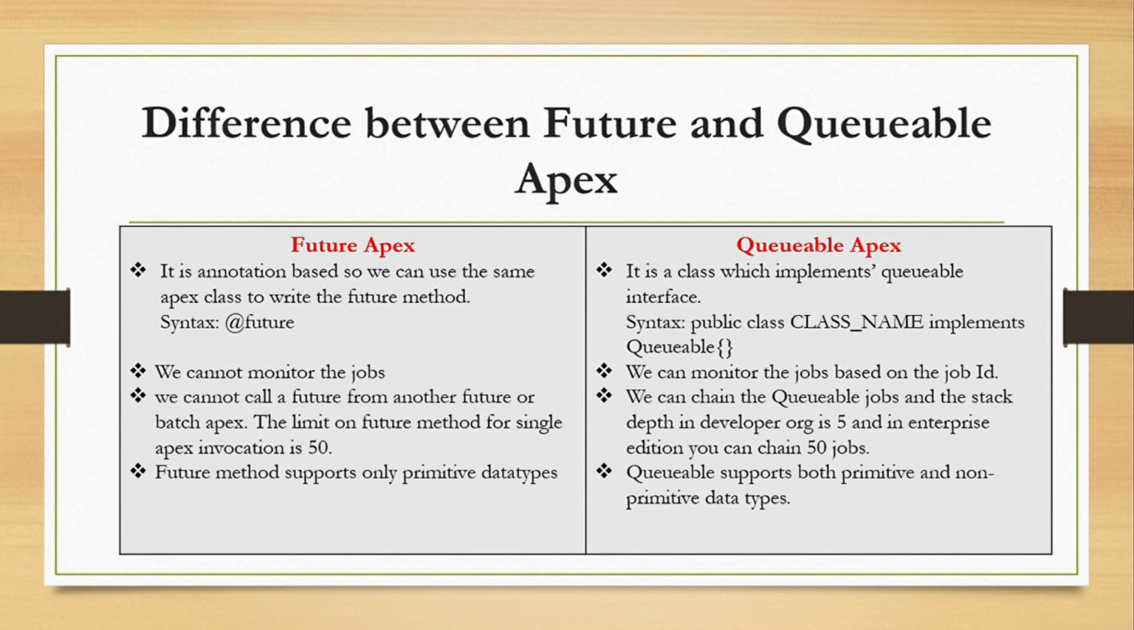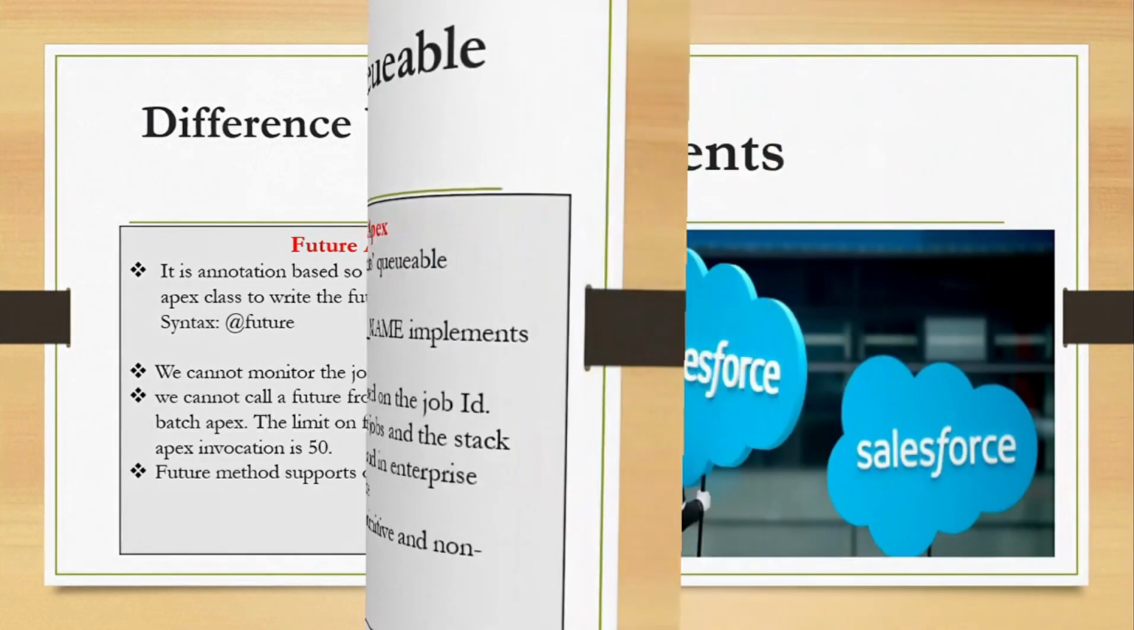We cannot call a future method from another future method or batch job. The limit of future methods for a single Apex transaction is 50, and we can chain Queueable jobs; the stack depth in Developer Edition is 5, and in Enterprise Edition you can chain jobs up to 50. Future methods support only primitive data types, but Queueable supports primitive as well as non-primitive data types.